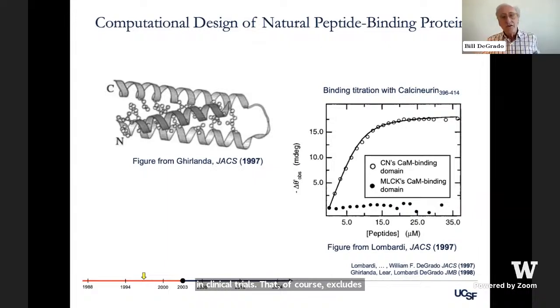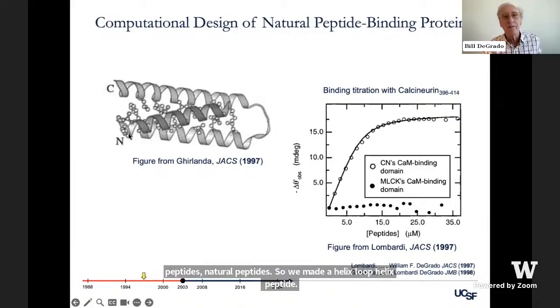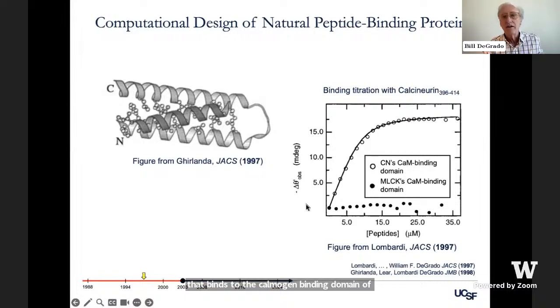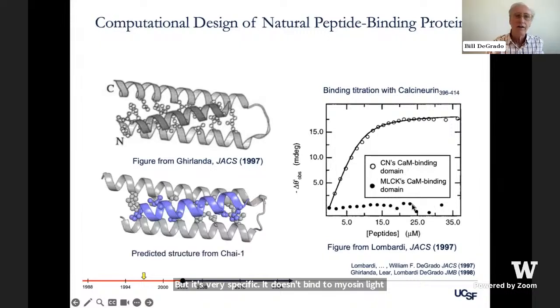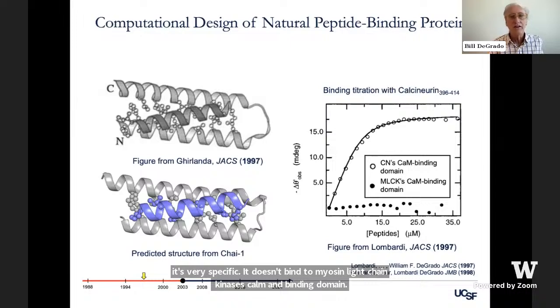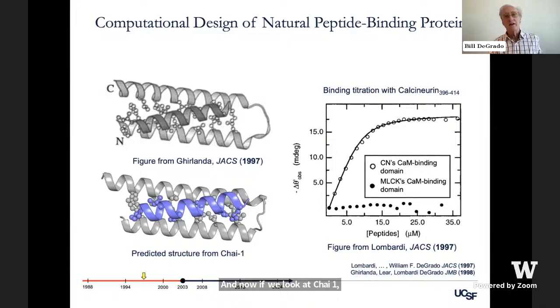Now, we can also use this for the first example of binding peptides, natural peptides. So we made a helix loop helix peptide that binds to the calmodulin binding domain of calcineurin. We see a nice saturable isotherm for the target, but it's very specific. It doesn't bind to myosin light chain kinase's calmodulin binding domain. And now if we look at Chai-1 prediction, we see that it's precisely as designed. We see the same thing from AlphaFold 3.